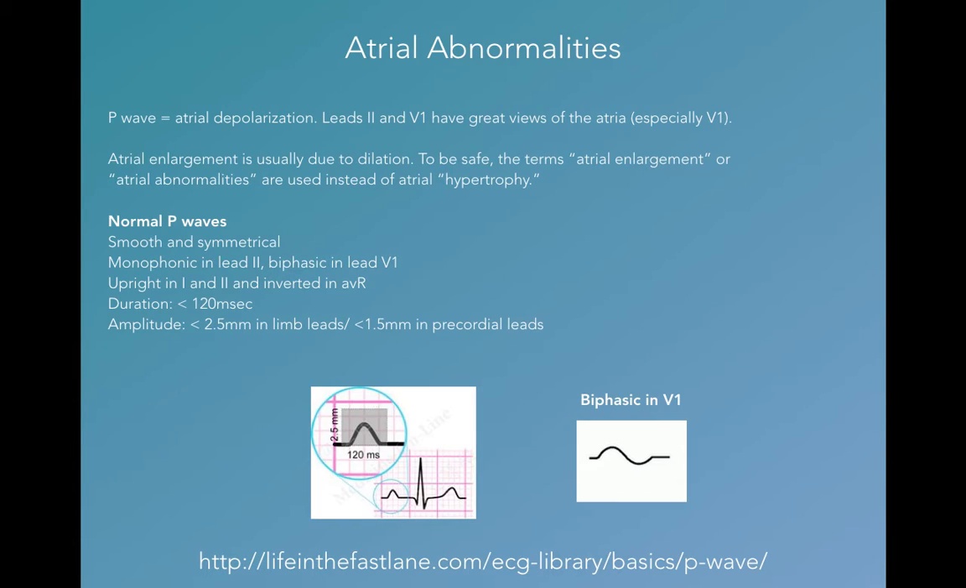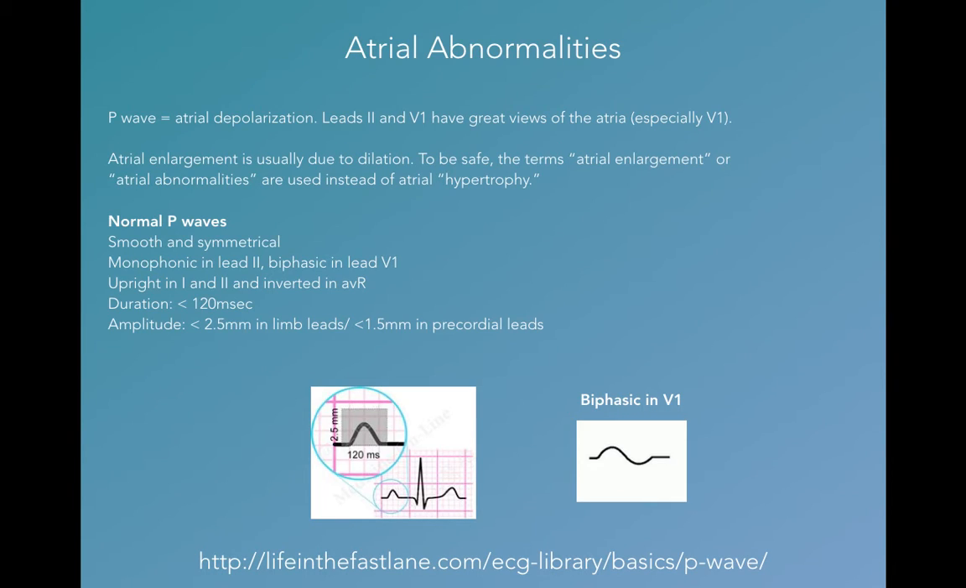So a normal P wave is going to be smooth and symmetrical, like the picture on the left. I wrote monophonic, I think my computer changed it. It should be monophasic in lead 2, which is what you see, and biphasic in lead V1, excuse me. But again, you want these to be symmetrical. If it's biphasic, but the initial component or the terminal component is higher or lower than the other, then something's going on. So symmetrical is important.